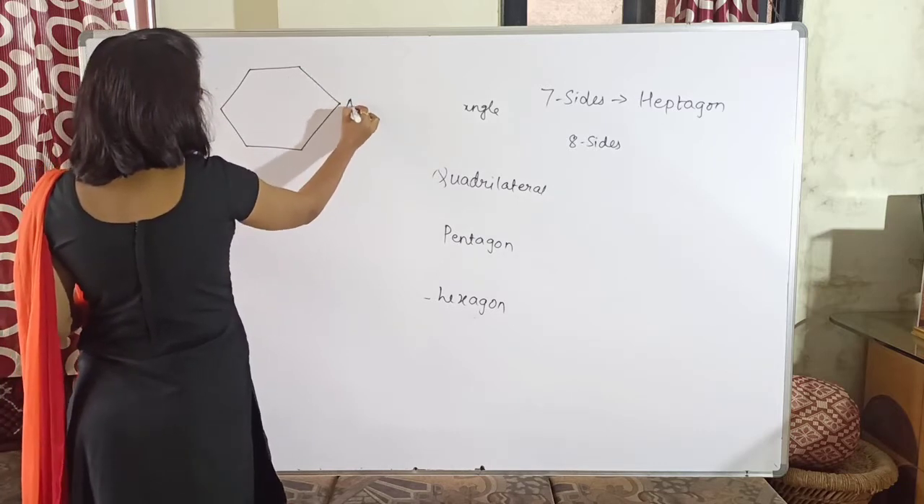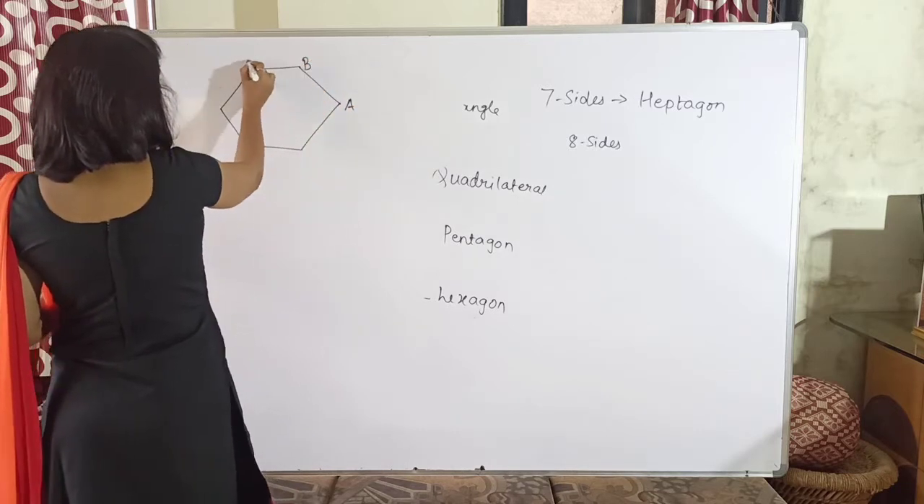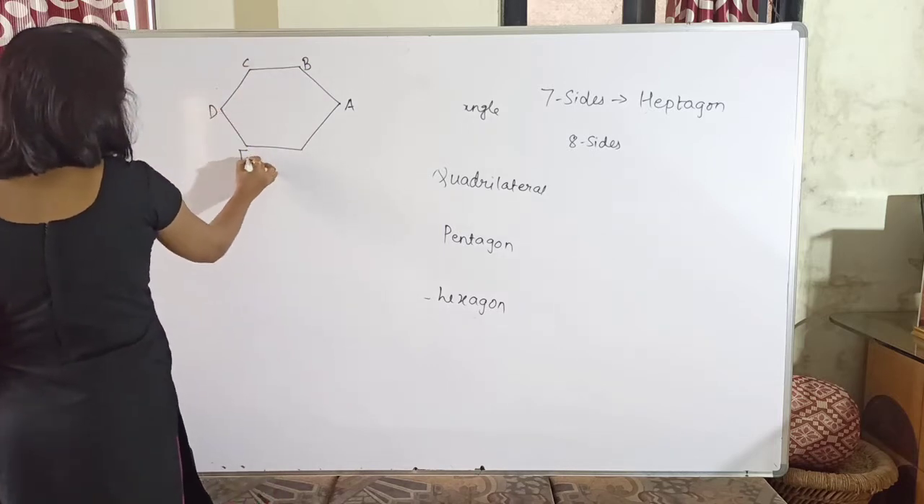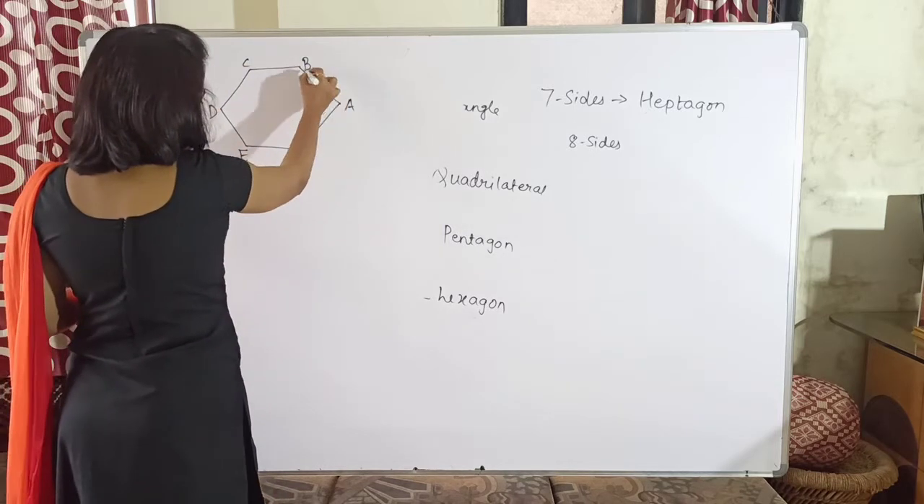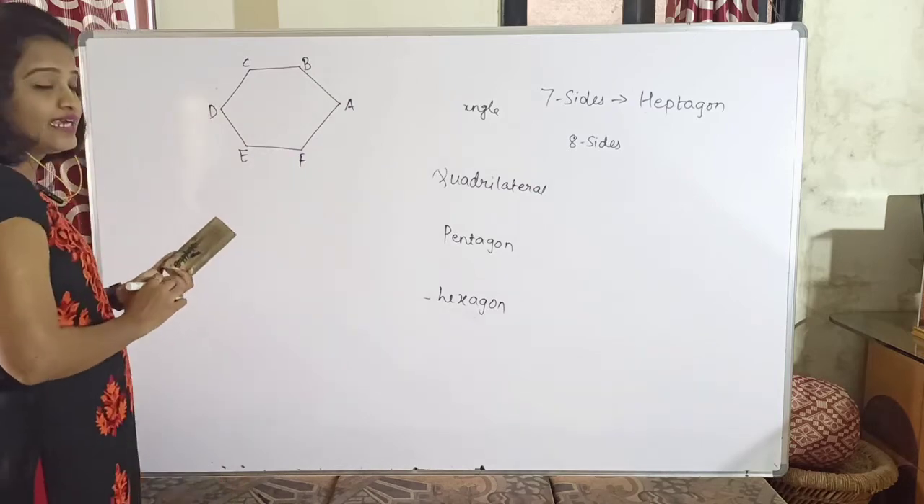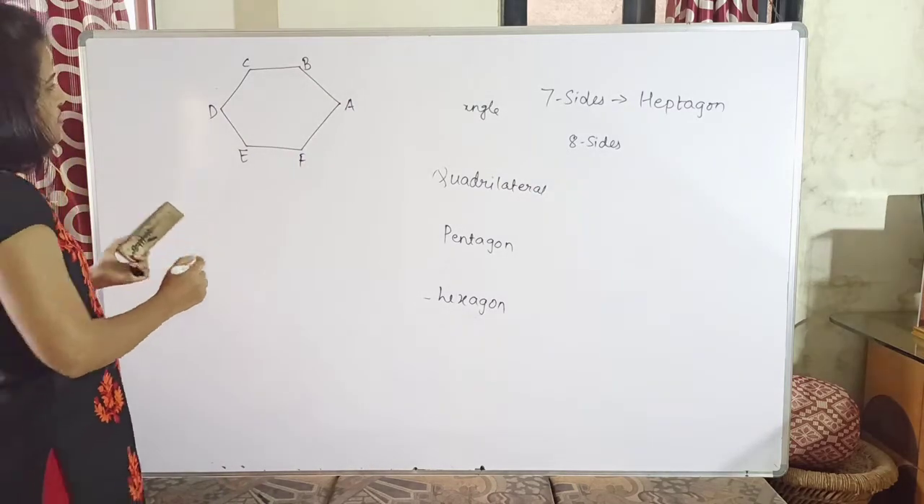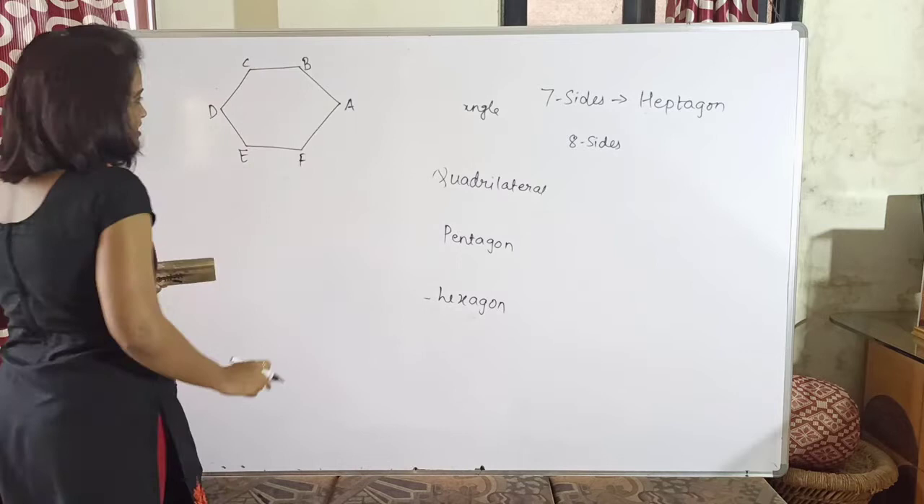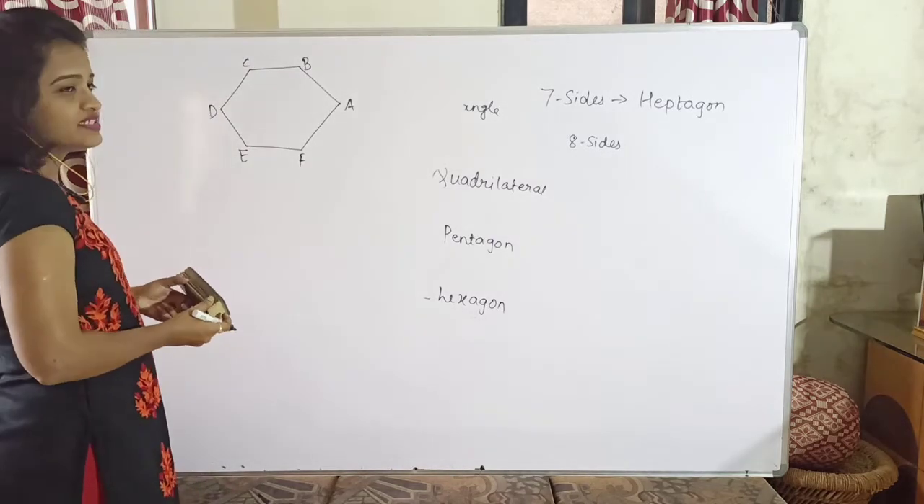Yes, so this is one vertex, D, E and F. As you can see, wherever two lines are meeting, that point is called a vertex. Similarly in this, now this is a hexagon I have drawn. So there will be 6 vertices.